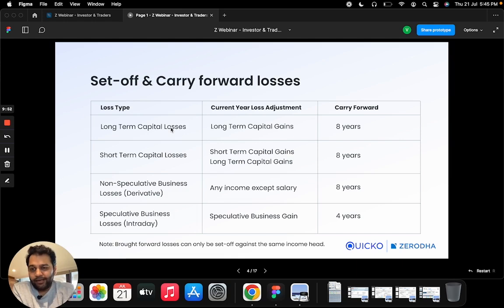So special rate income can only be set off against other special rate incomes, right? So long-term capital losses can only be set off against other long-term capital gains. Just in case you did not have any other long-term capital gains. So what are we talking about here? You have just a Zerodha demat account. You cannot have both gains and losses, right?